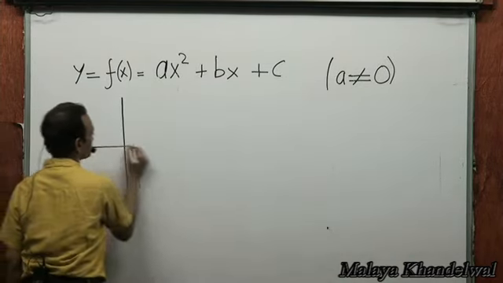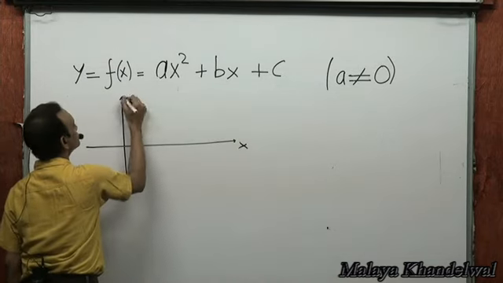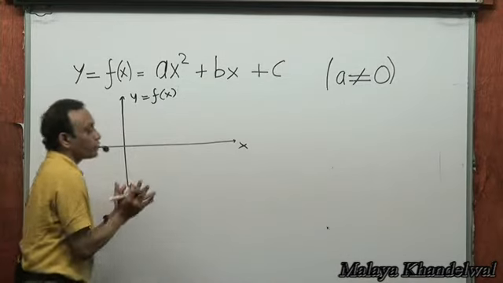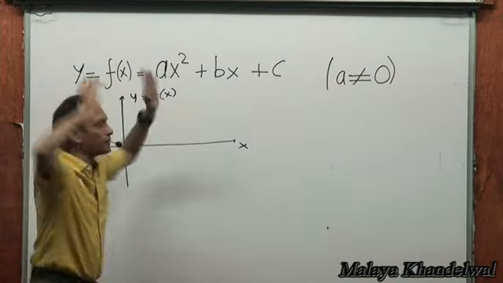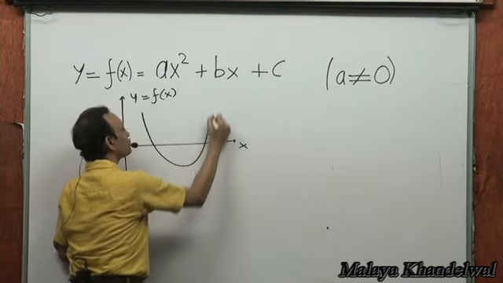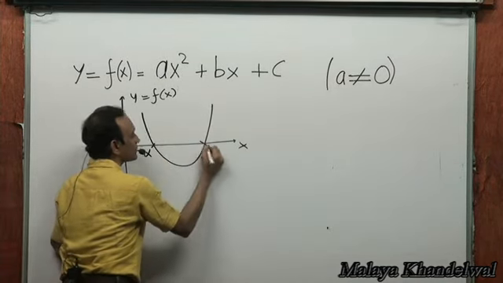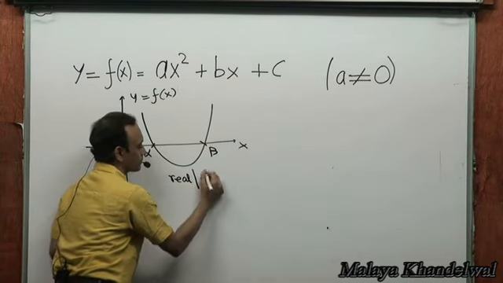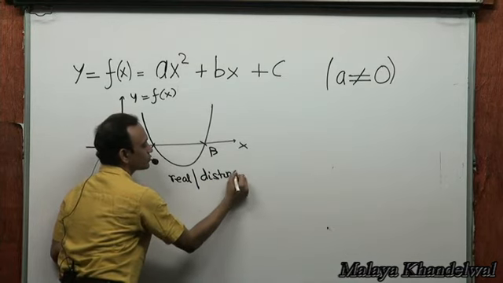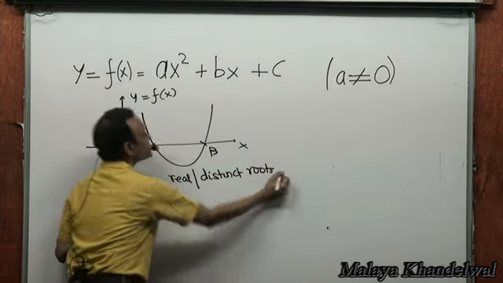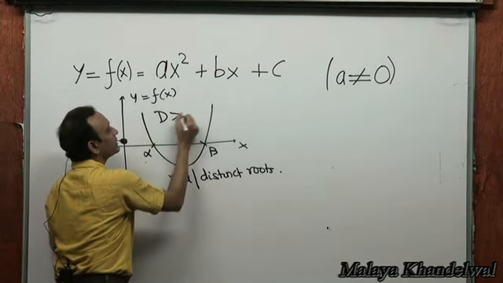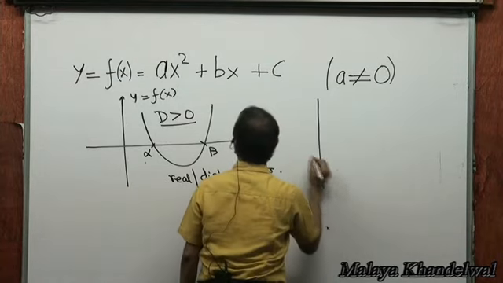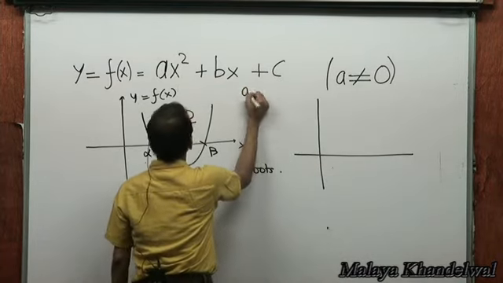Now, suppose a is positive. Then the graph of this is going to be an upward opening parabola. It could be like this, for example, with roots alpha and beta. In this case, alpha and beta are the roots and they are real and distinct. And therefore, this must be the case where the discriminant is strictly greater than 0. So in all these cases, a is greater than 0.